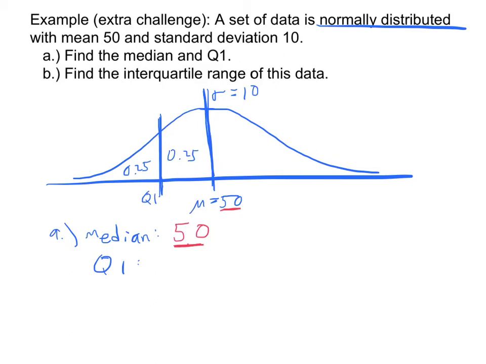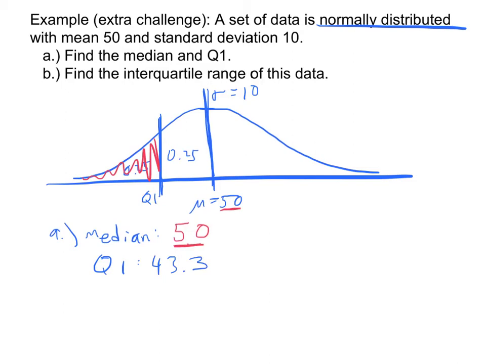Now that I've said that, you guys should have all the information you need to find Q1. So pause the video, use your calculator, see if you can figure out what that is. Okay, so for finding Q1, I used invNorm. I put in that the area was 0.25, because that is the area to the left of Q1, and that's what I needed. I put in that the mean was 50, the standard deviation was 10. It came back and told me that the first quartile value was 43.3. Okay, so that's my answer to part A.